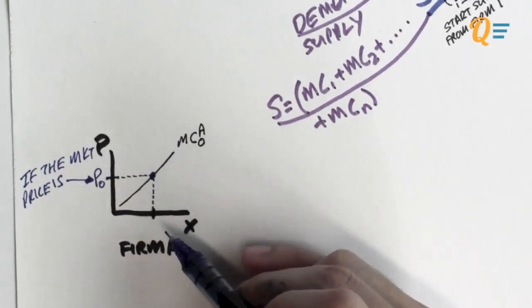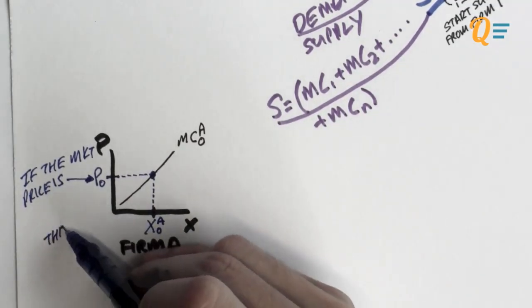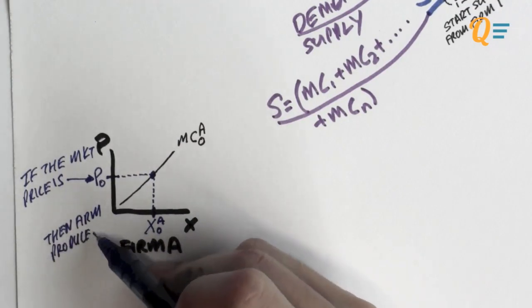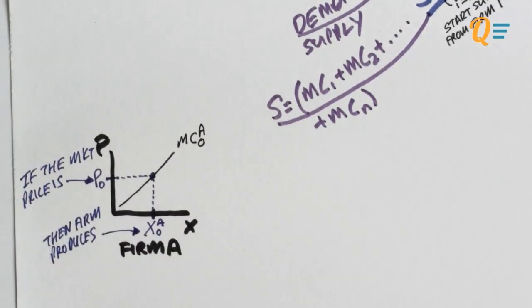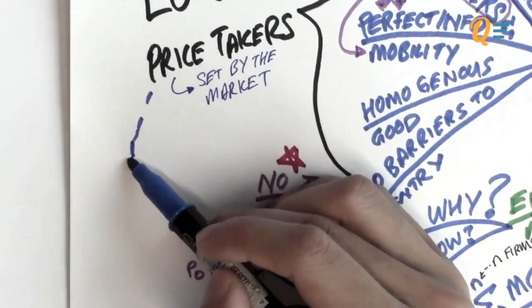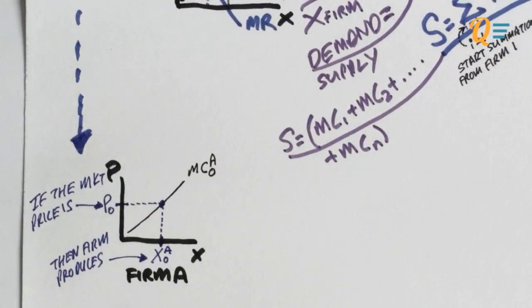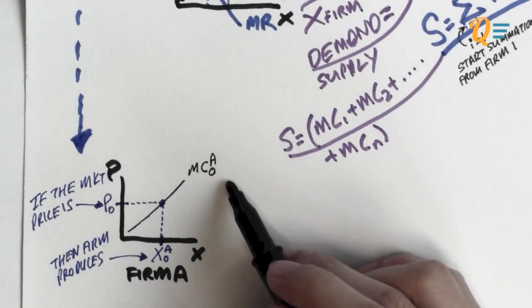So at the price of P naught, P equals MC means that firm A is going to be producing X naught A. There you have it. The firm is going to produce X naught A. So that is how P equals MC determines the quantity produced by each firm. As you can see, the market sets the price, so the firm takes the price of P naught and determines how much it wants to produce.